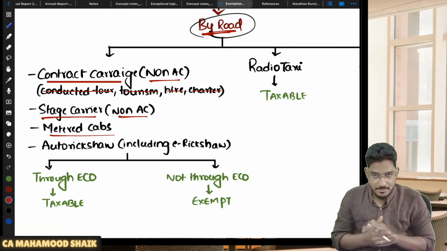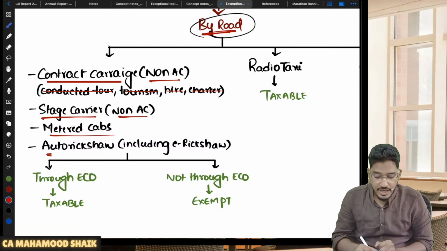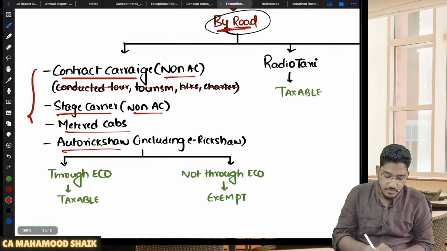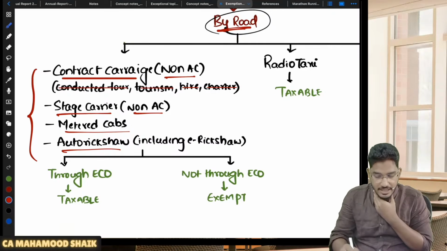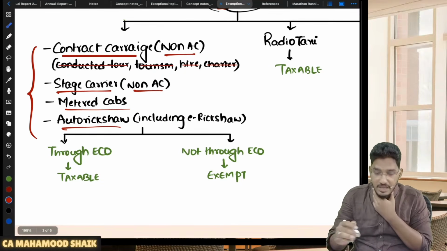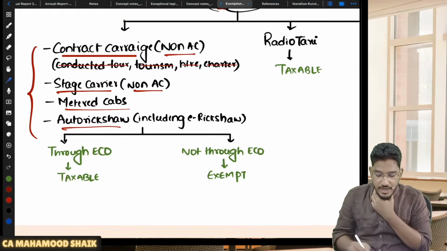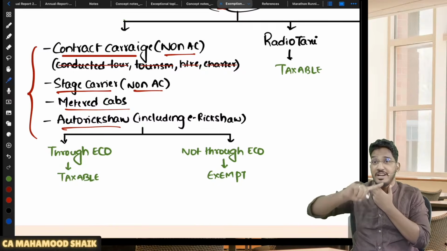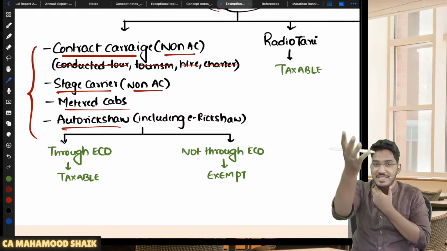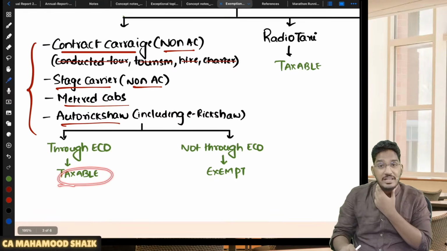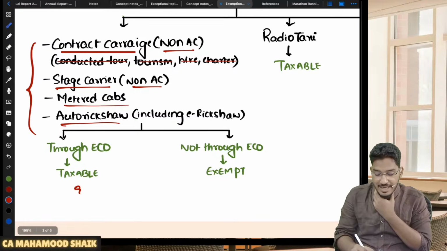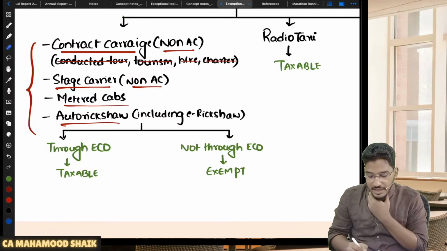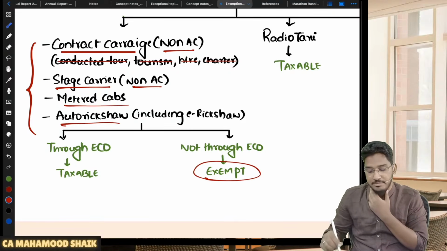or by way of metered cabs, including auto rickshaw, including e-rickshaw. So if the transportation of passengers is happening through these modes, through a contract carriage, non-air conditioned, stage carrier, non-air conditioned, metered cabs or auto rickshaws, then you have to check whether you are availing this passenger transportation service through an e-commerce operator. If it is through an e-commerce operator, it will already be covered under section 9(5). The e-commerce operator anyhow will collect the GST. No exemption will be there. It will be taxable. That's why no exemption. In case it is not provided through an e-commerce operator, then it will be exempt.